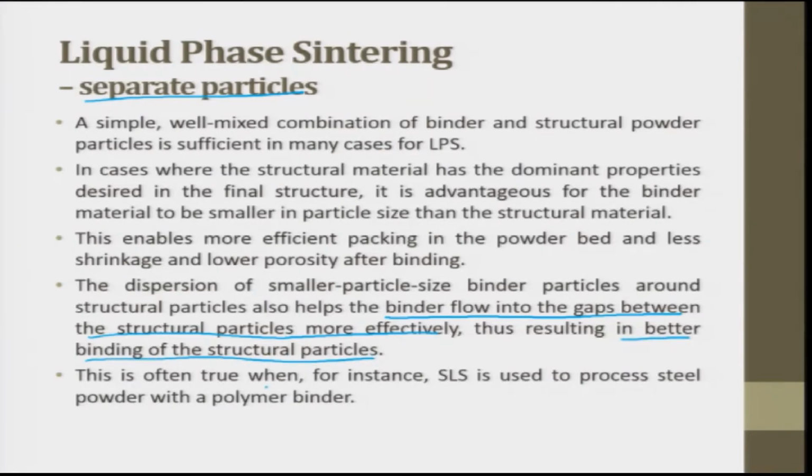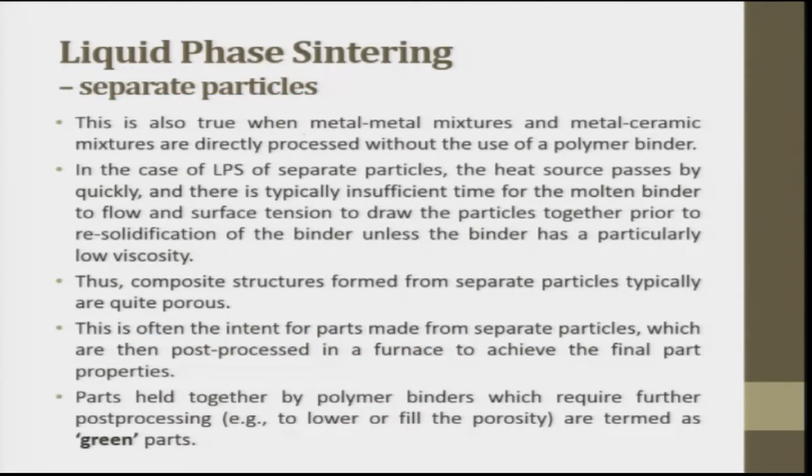This is often true when, for instance, SLS is used to process steel powder with a polymer binder. These polymer binders are left away when you heat it, and now the steel particles can join each other and try to form a good compact. This is also true when a metal matrix mixture and a metal ceramic mixture are directly processed without the use of a polymer binder.